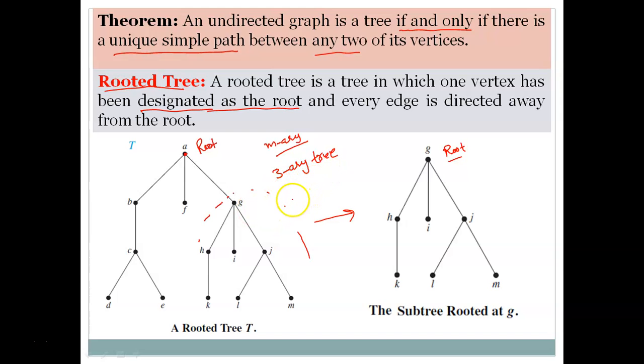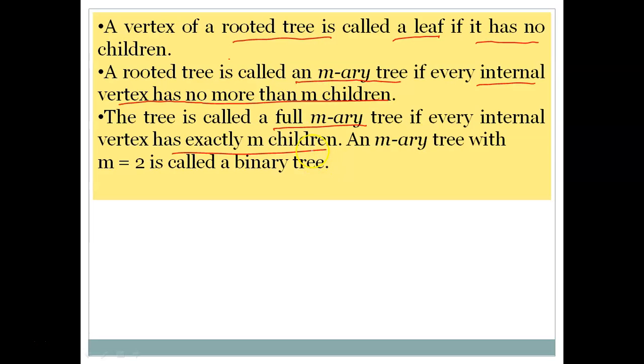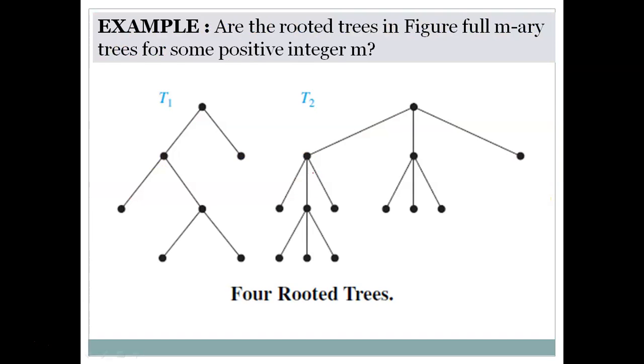And if there are 2 children of every vertex, then it will be a full 2-ary tree, and a 2-ary tree is also known as the binary tree. So here, if m is 2, then it is called a binary tree. Let us see a few more examples.